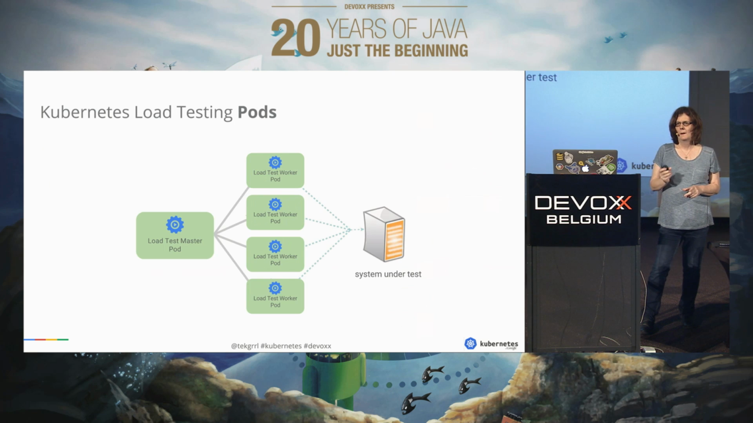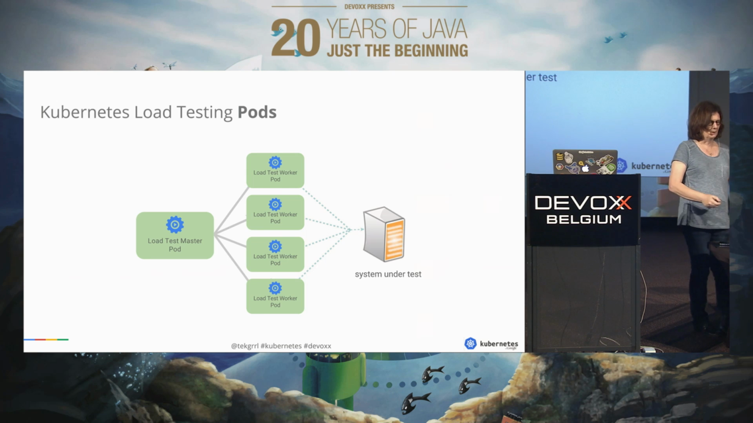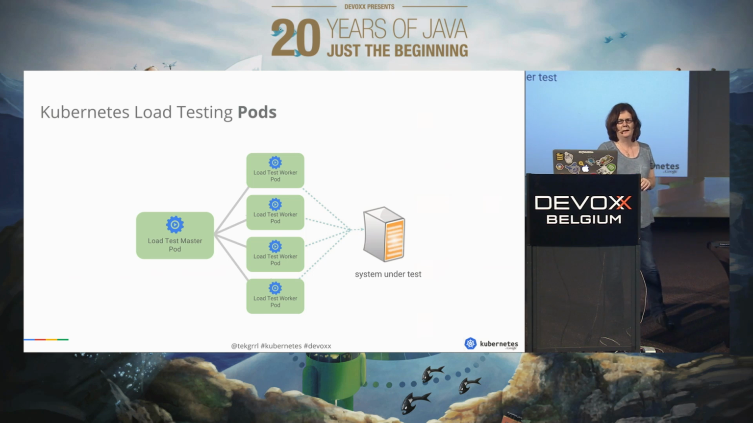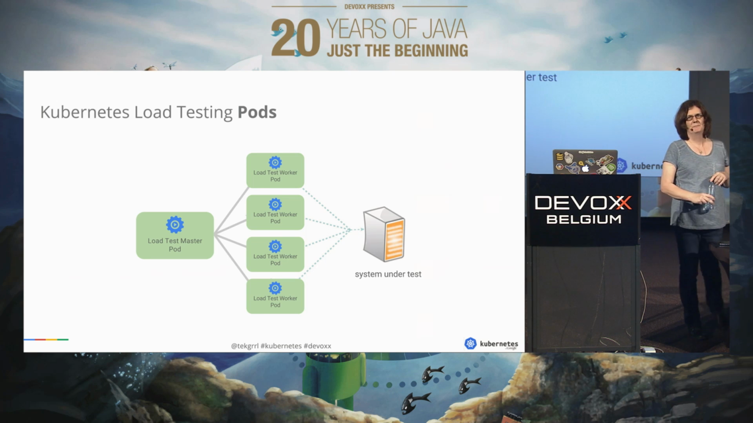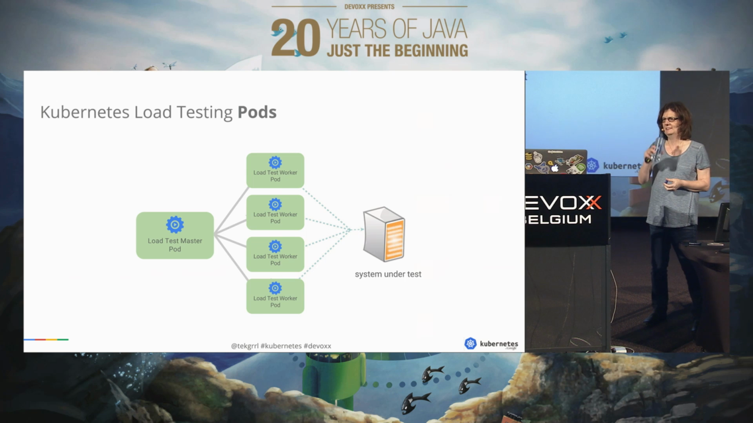So what does our load testing look like now once we get Kubernetes involved? Something like this. So we have a master, a load test master pod, and we have a bunch of worker pods. So very much similar to what we had before, but now we've abstracted it out onto Kubernetes.